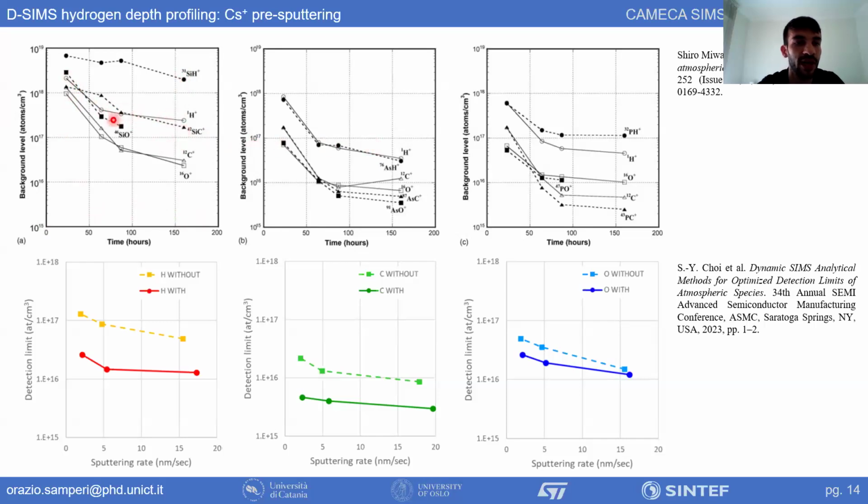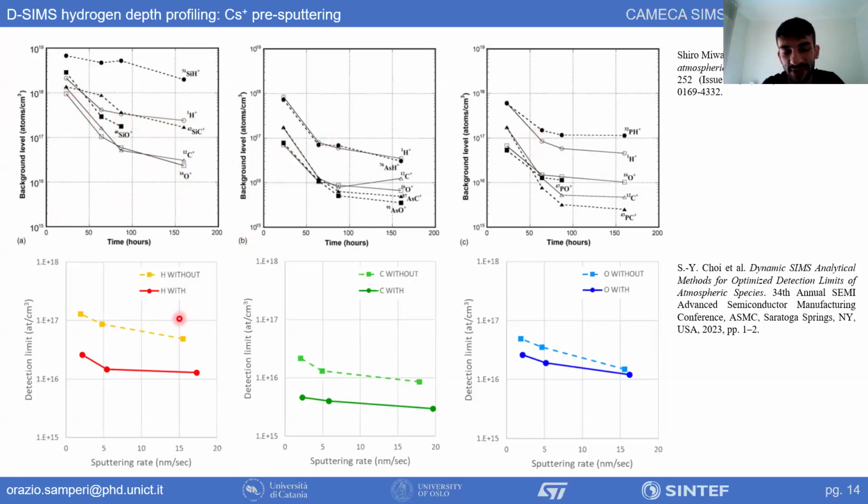So here, for example, we are looking at 3 different materials. Here it's silicon, in the middle it's gallium arsenide, and this should be indium phosphide, if I remember correctly. In any case, it's independent of the material. The effect of irradiating with cesium with this so-called presputtering protocol is to reduce the background of several atmospheric species and also the hydrogen.